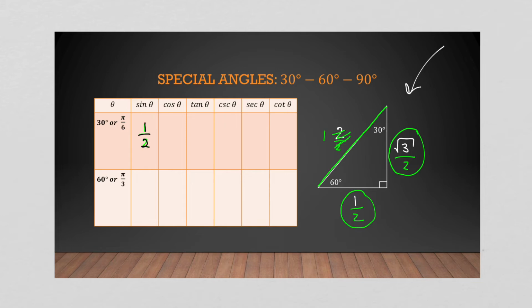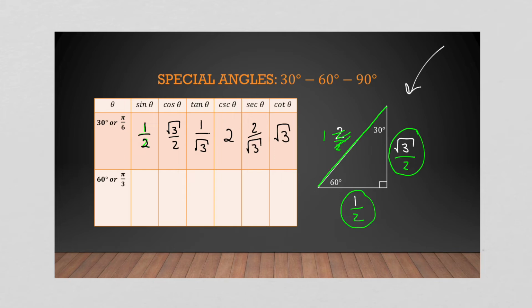Cosine of 30 degrees is √3 over 2. Tangent of 30 degrees is 1/2 over √3 over 2, so 1 over √3. Cosecant, well, now we're just into the reciprocals. So reciprocal of sine, reciprocal of cos, and reciprocal of tan. Boom. So there's our first chunk.